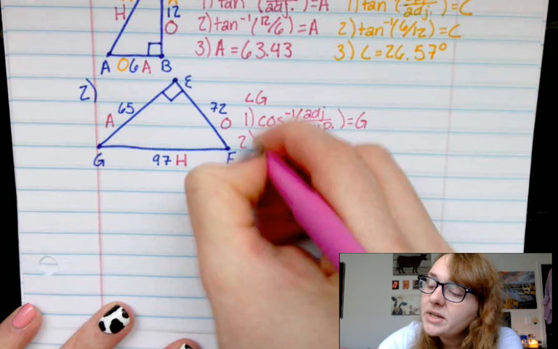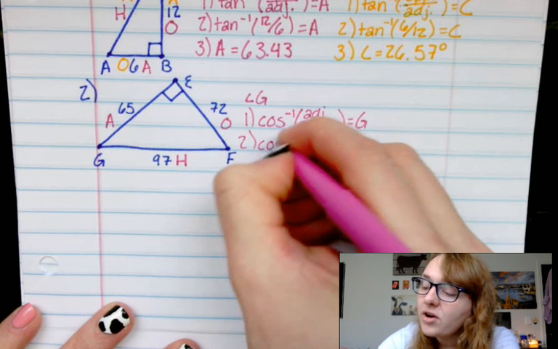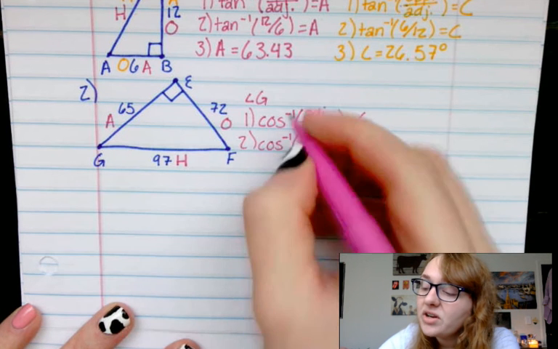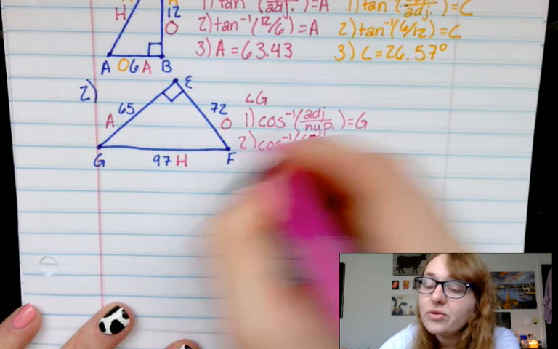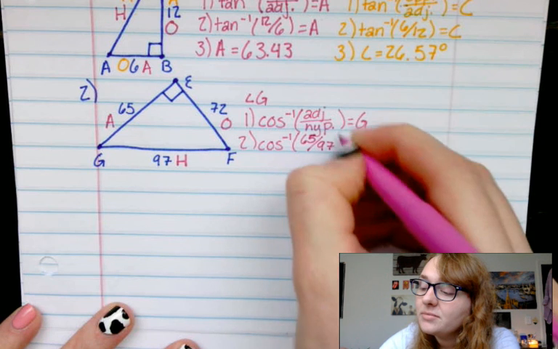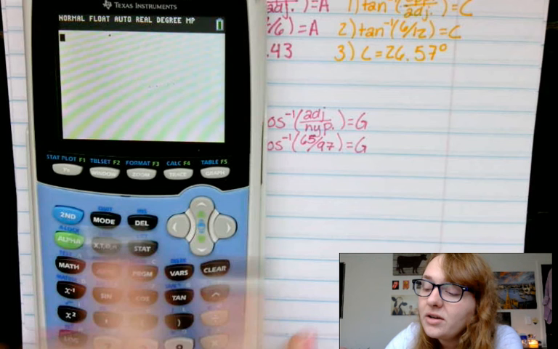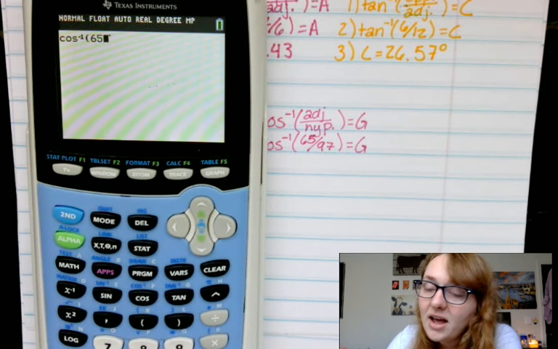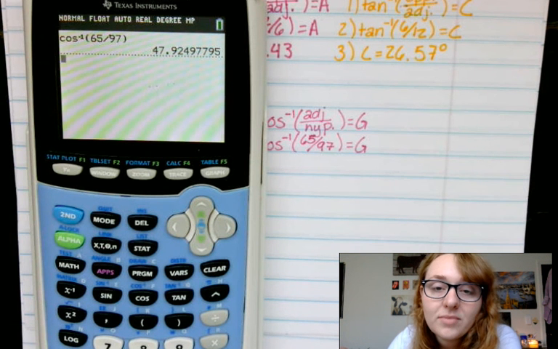All right, step 2 is to substitute. So we're going to plug in what we know. So we still have our inverse trig function. Our adjacent side is going to be that 65, and our hypotenuse is going to be that 97. That's going to give us angle G. Now here we're going to go ahead and plug that into our calculator. So we have cosine inverse of 65 divided by 97, close parentheses.